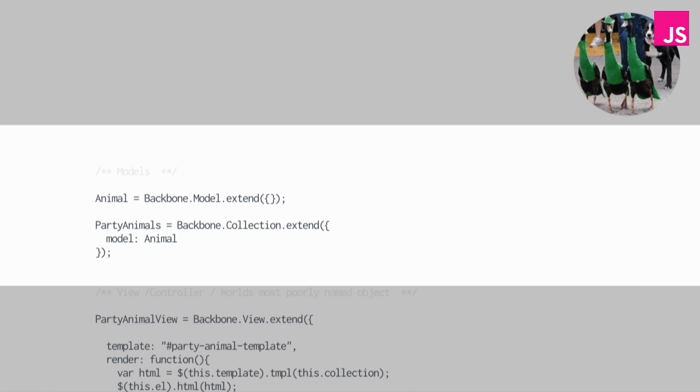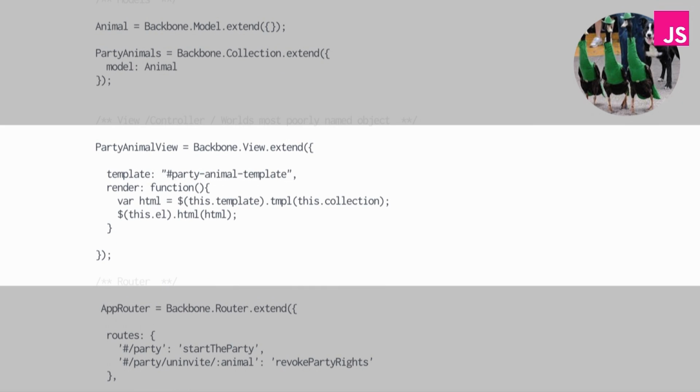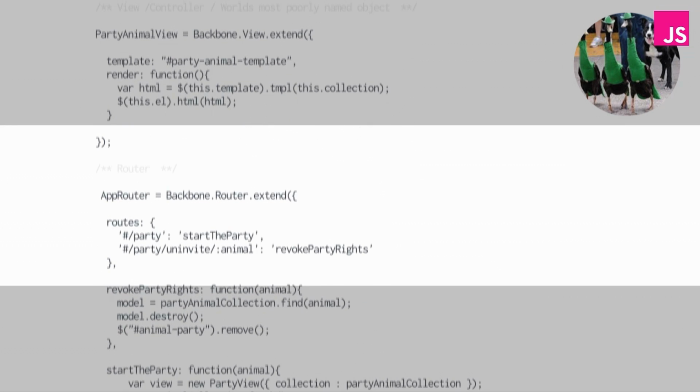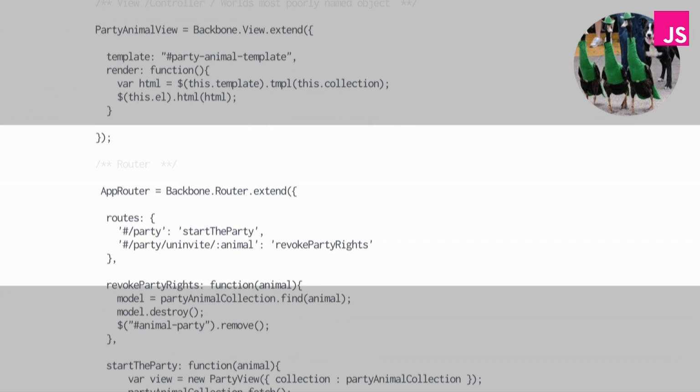We've got an animal model and a list of partying animals. We have a view, which defines a template and a render function, and then we have a router. Now, an interesting fact about Backbone routers is when Backbone first came out, the router object was actually originally called a controller, and I think that's led to a lot of confusion.